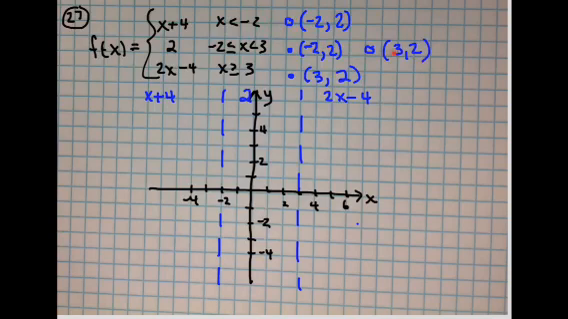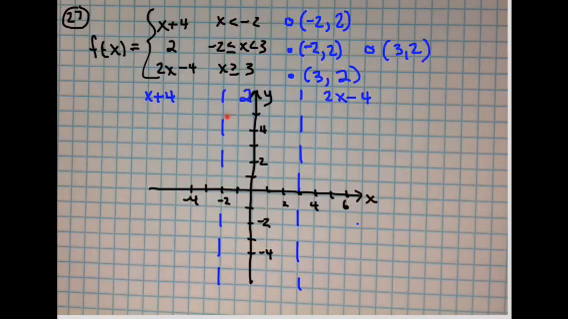And then this open dot right here, you have a 3 that's not included, and then it's still equal to 2. The third piece starts at 3, and so you replace the 3 here. 3 times 2 is 6, minus 4 is 2, and that's where that point comes in.